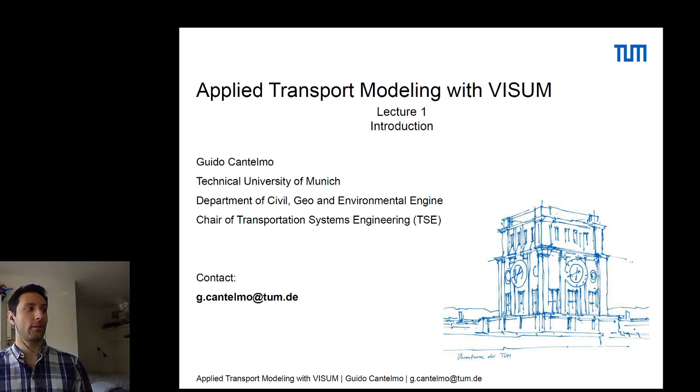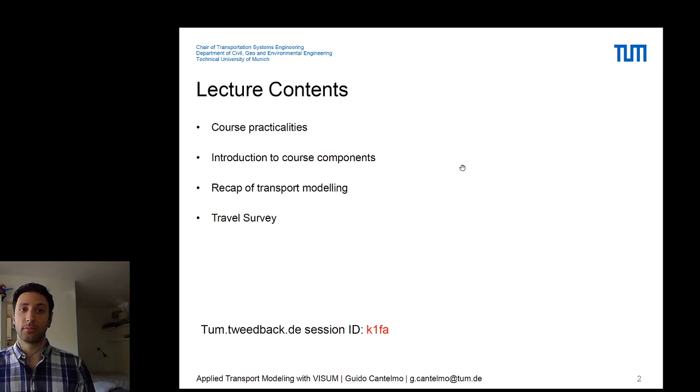So let's go through some practical aspects of the course. First of all, the content of the class today is some practicalities for the course, the introduction, a short recap of transport modeling, what we do and what we don't want to do, and also, if we have time, some indication about the travel survey. Why? Because this is some of the most common type of data that we use when we do transportation modeling.